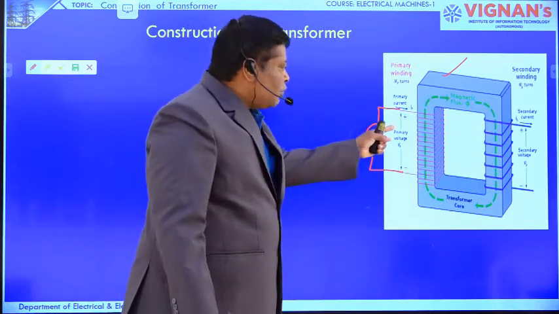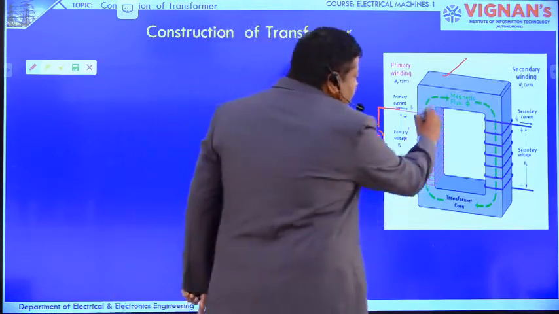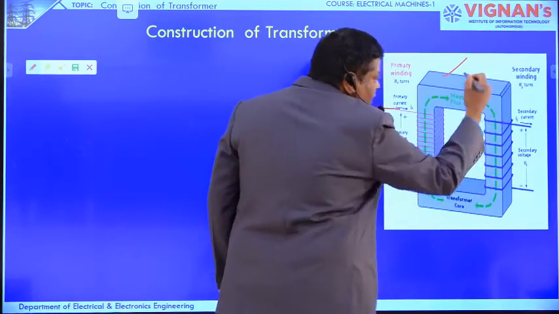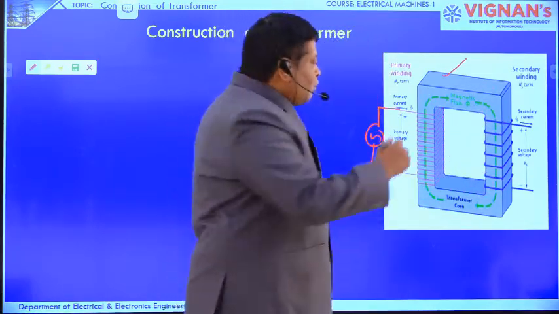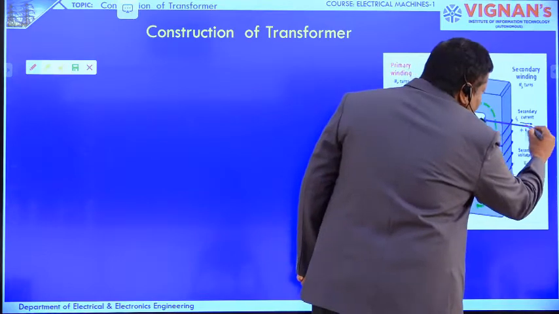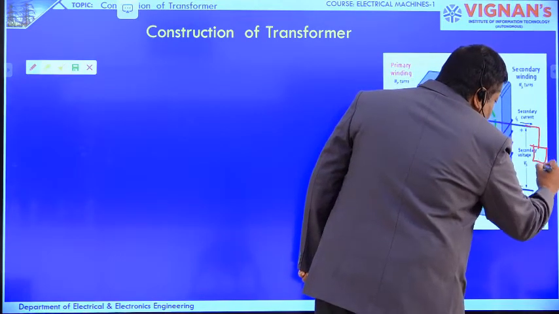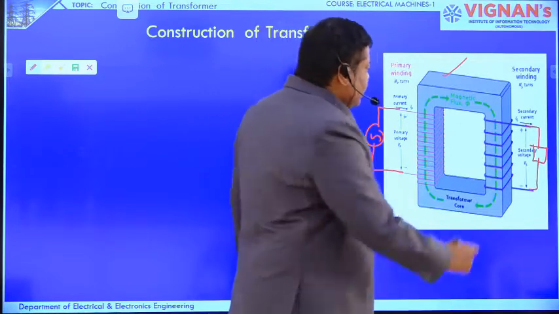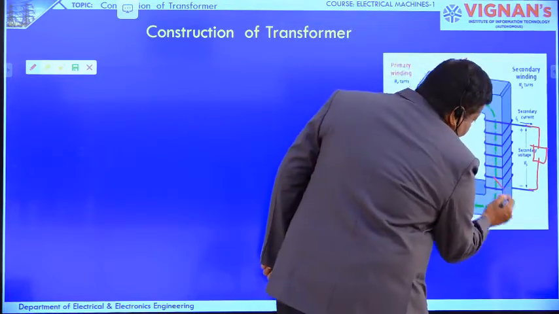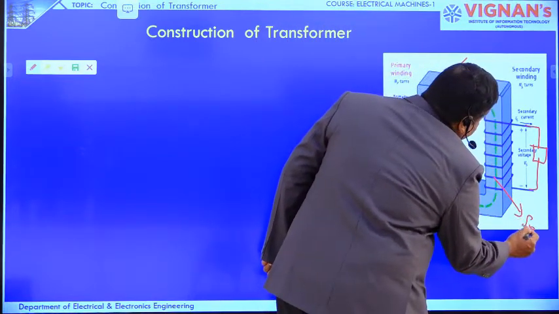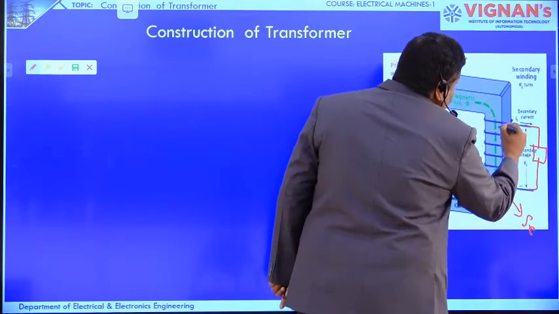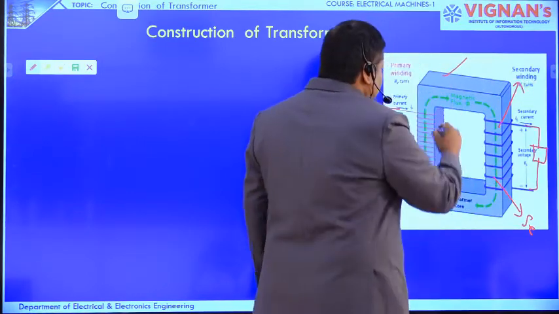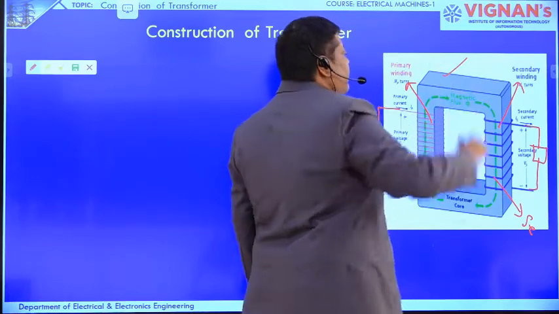Whenever we connect a voltage source here, the flux will be created. This is the magnetic flux that is linking with the secondary winding. The voltage will be induced in the secondary winding. If we connect a load across these two terminals, this winding is giving power to the load. This winding is nothing but a secondary winding. See here, secondary winding. And this winding is the primary winding.